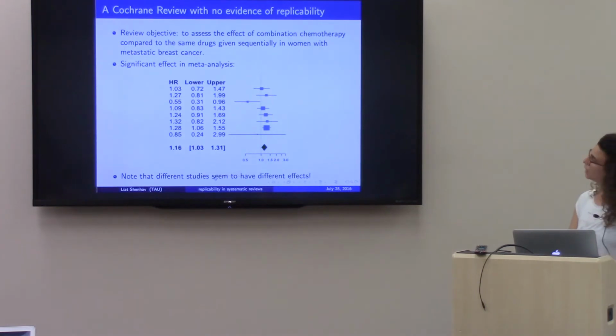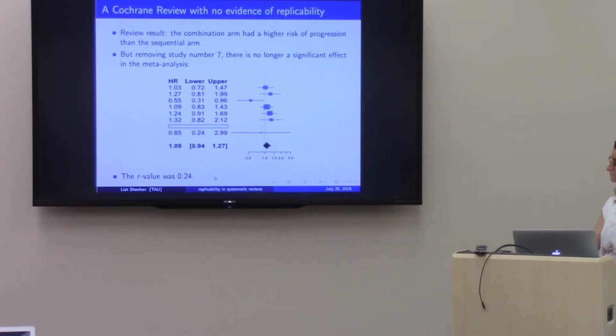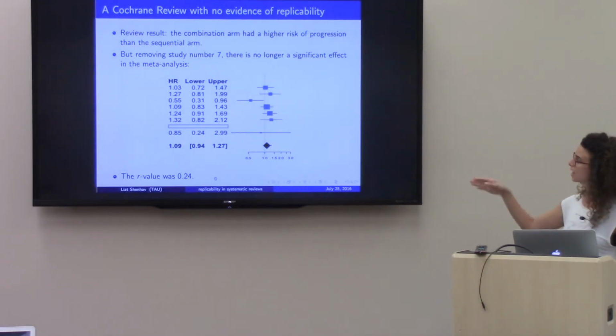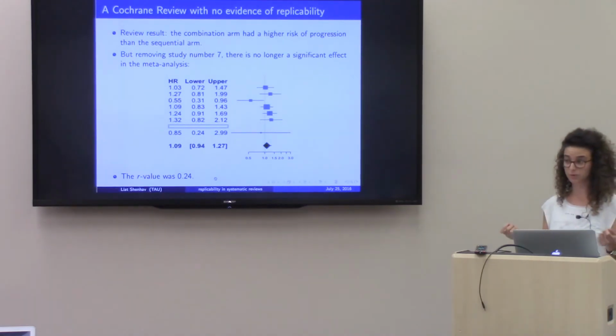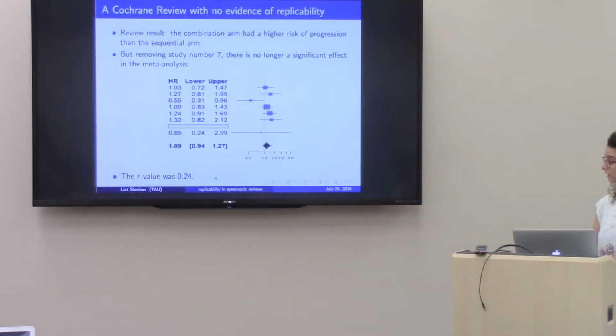On the other hand, when we look at another meta-analysis, also from the breast cancer domain, we see that different studies seem to have different effects. We have 8 studies here, which is not a small number. And if we remove study number 7, the result is no longer significant. So I would want the doctor or the patient to look at study number 7 and not just the entire result and conclude, oh, we should favor sequential chemotherapy and not combination chemotherapy, because maybe it's only relevant to Japanese patients, and maybe there's bias in this specific study. And it's definitely not across studies.